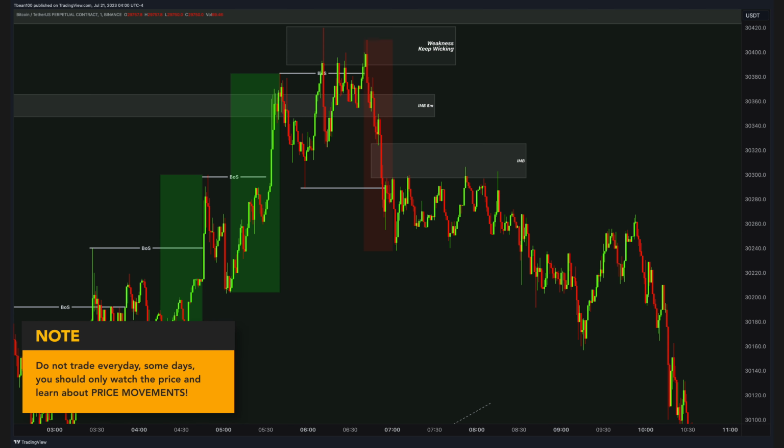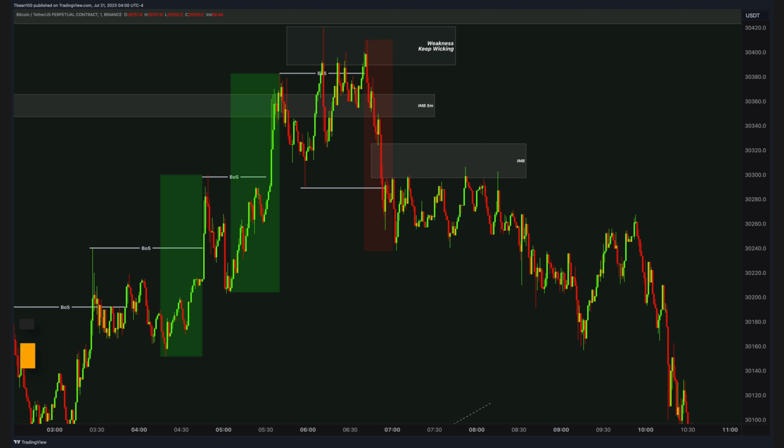This is how I practice, guys. I do not need to trade some days. I just only watch the price and understand the movements. Let's watch the price action with 1 minute time frame. Once the structure shifts, after a while, this almost perfect equal lows created.